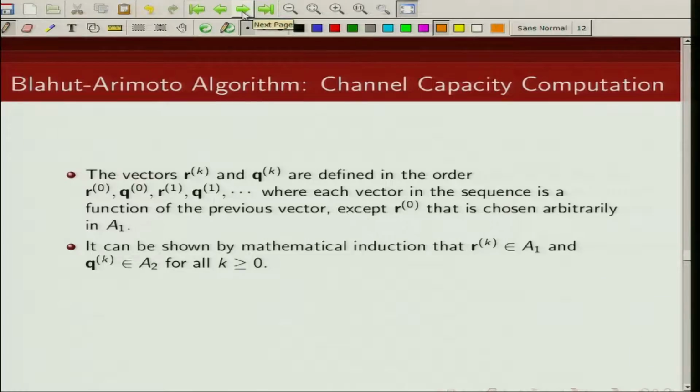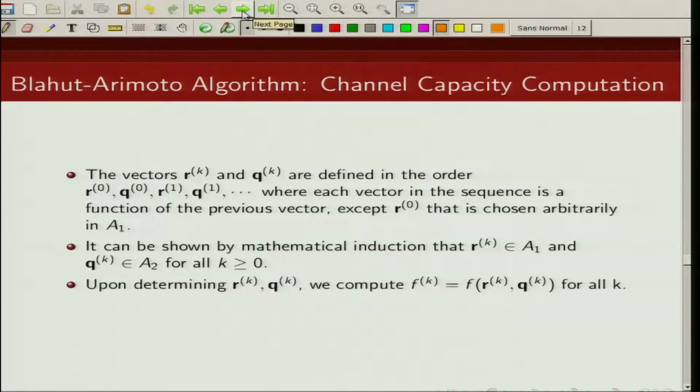Now I am not showing you the proof, but it can be shown that R of k belongs to this convex set A1 and Q of k belongs to this convex set A2. This can be proved using mathematical induction. Now once we determine R of k and Q of k, we evaluate the function f at the kth iteration, which is given by this.